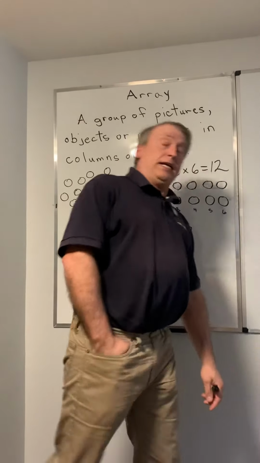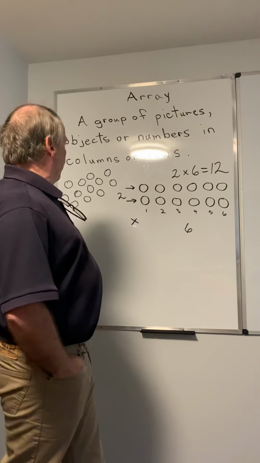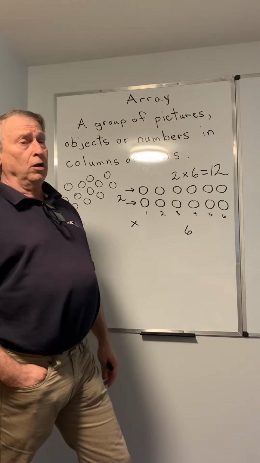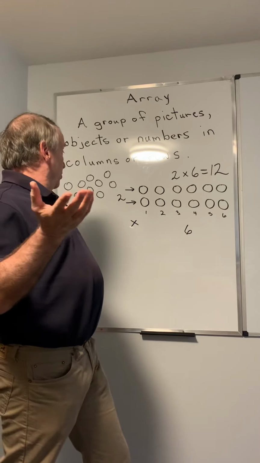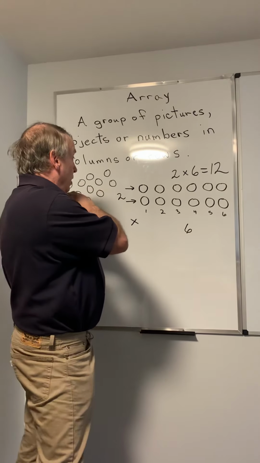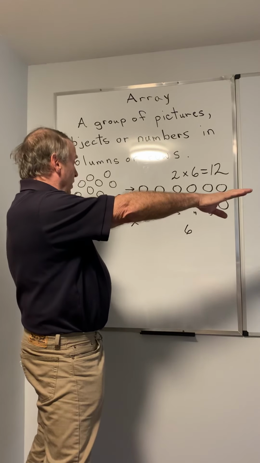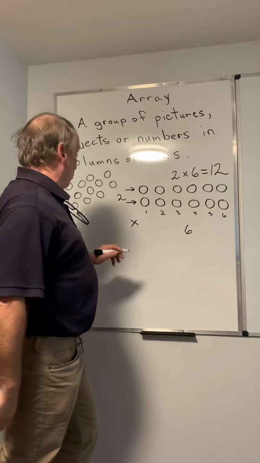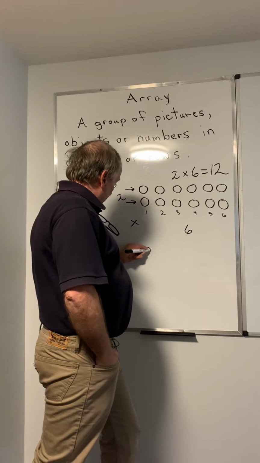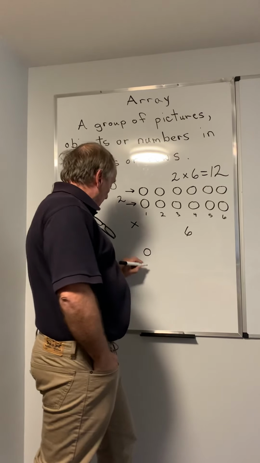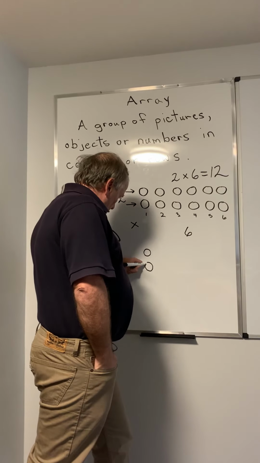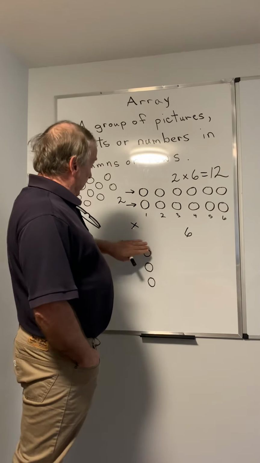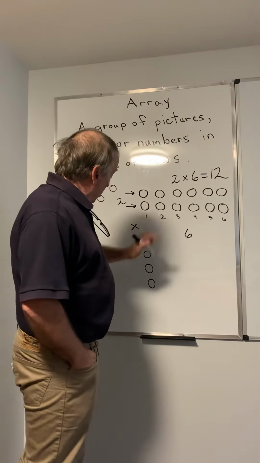How about Cassidy? Cassidy, can you tell me a different way you might be able to do it and have 12 total? Okay, you're saying I could have 4 columns and 3 rows. Okay, let's see if that works. Cassidy says we could have 1 row, 2 rows, 3 rows, and we're going to have 4 columns.